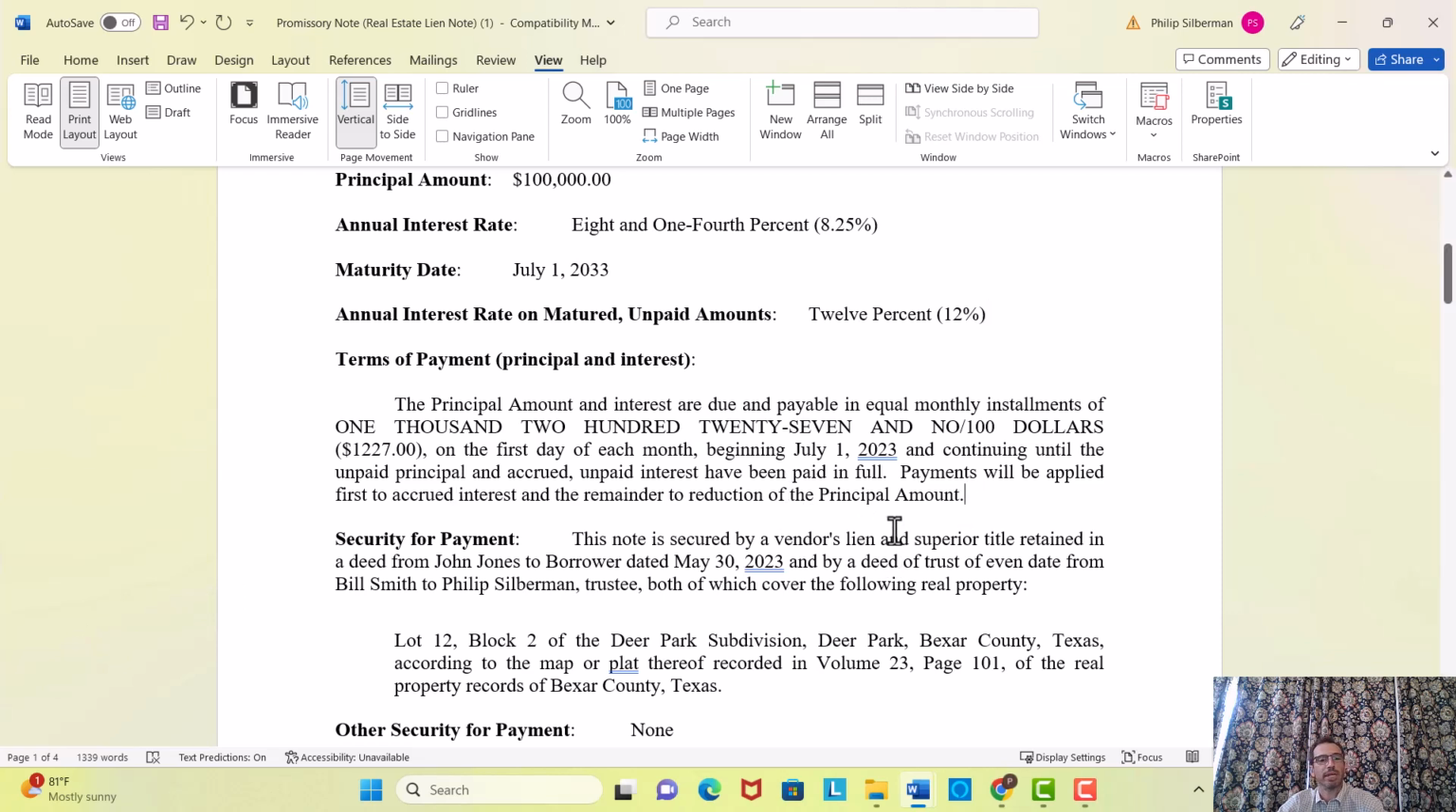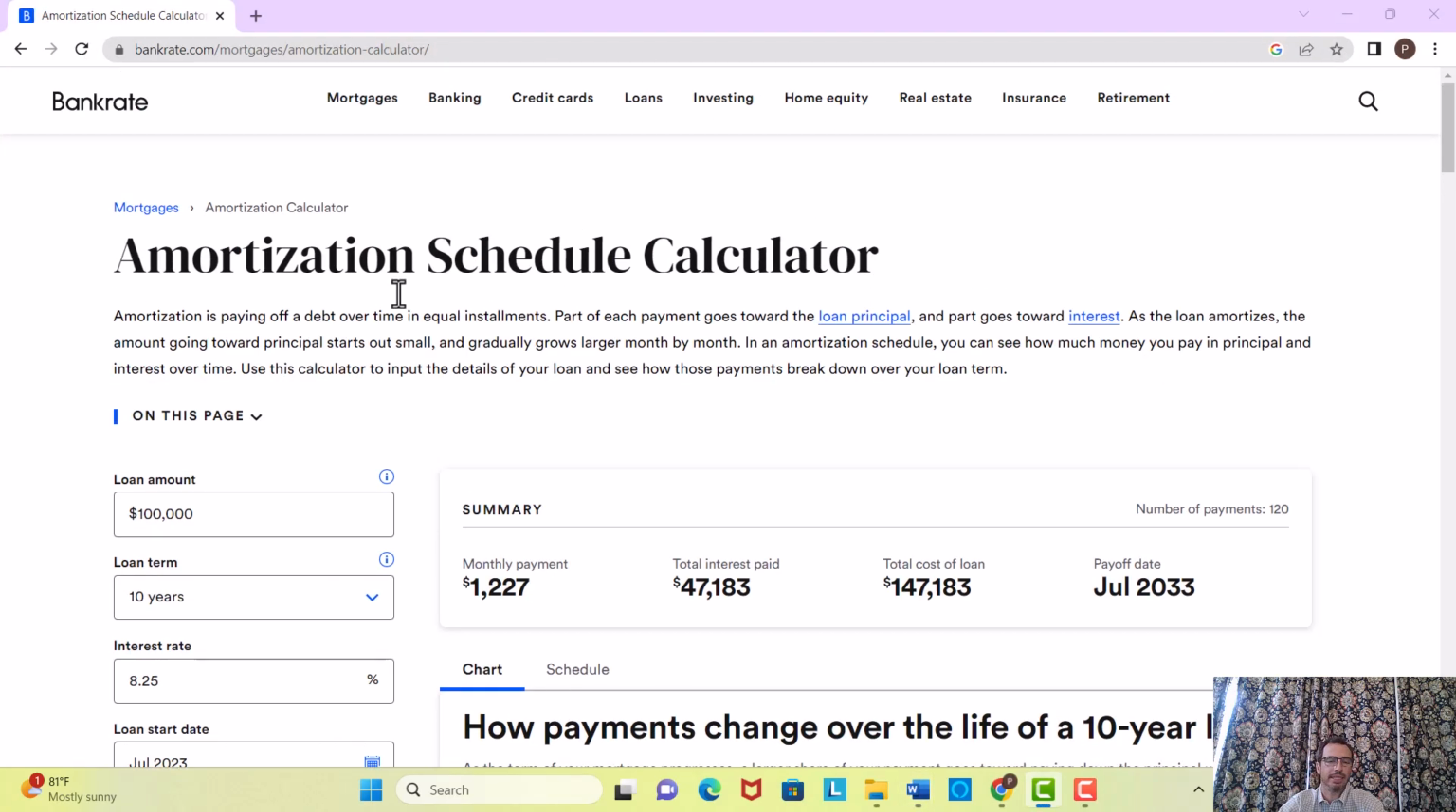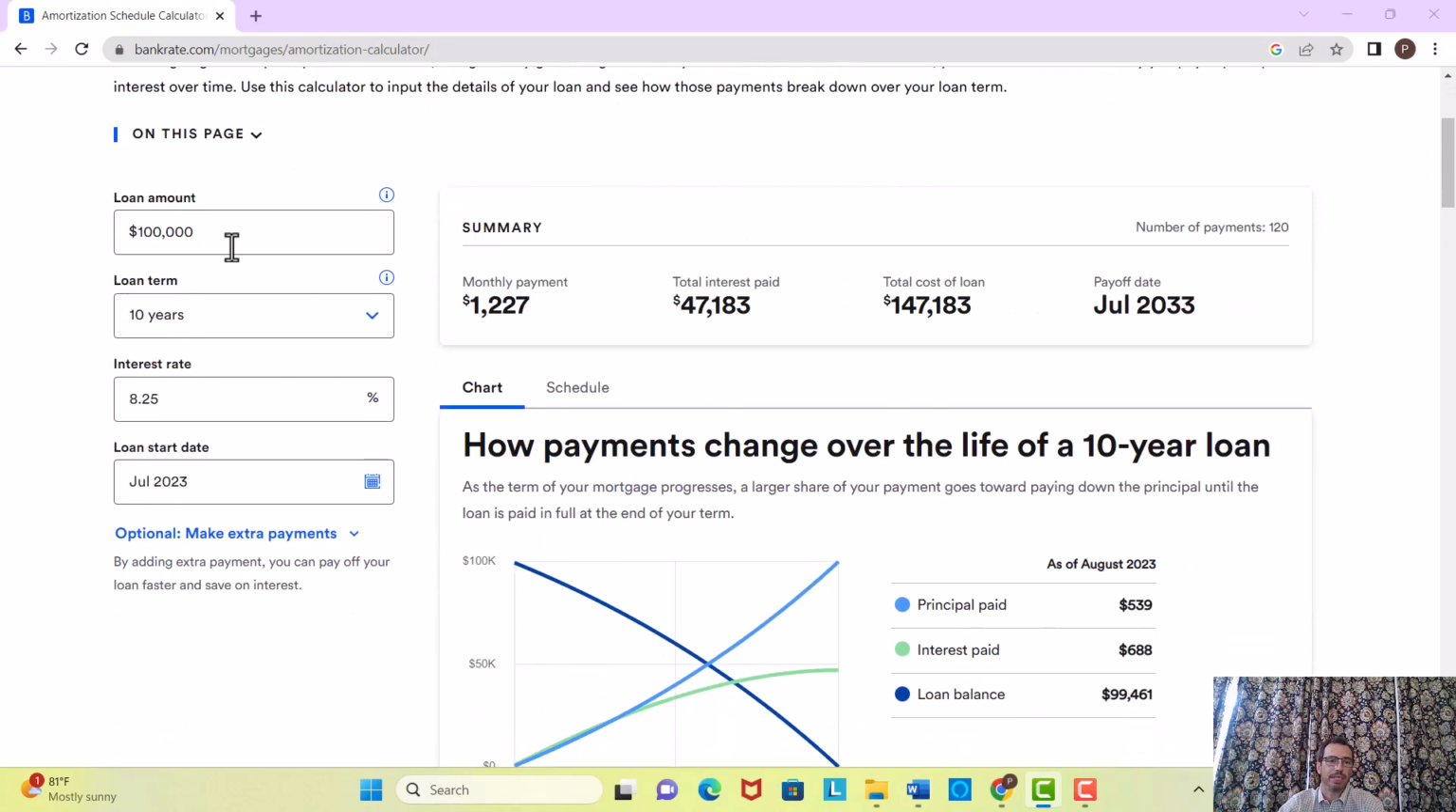The attorney drafts the documents, provides legal advice, but shouldn't really be involved in the business component. But if you're out there trying to calculate your monthly payment, you can just Google an amortization calculator. And I went ahead and did that. In this case, it's Bankrate. And you plug in the loan amount there, the term, the interest rate, and then the start date, and then it will give you the monthly payment, as well as some other basic information about the loan.